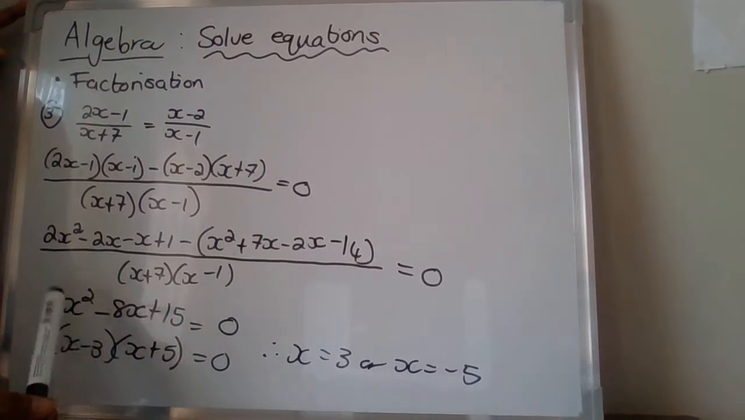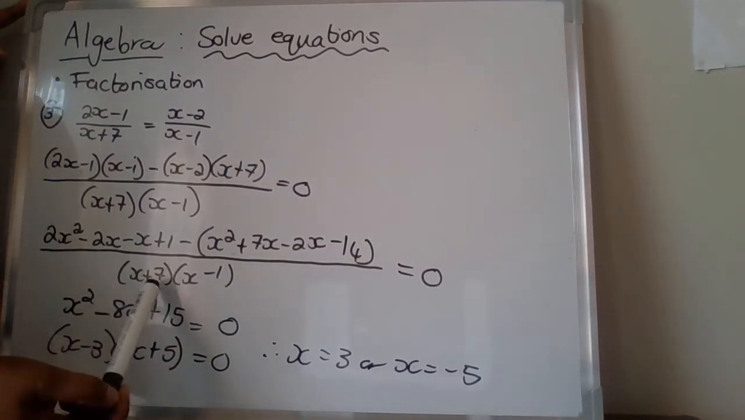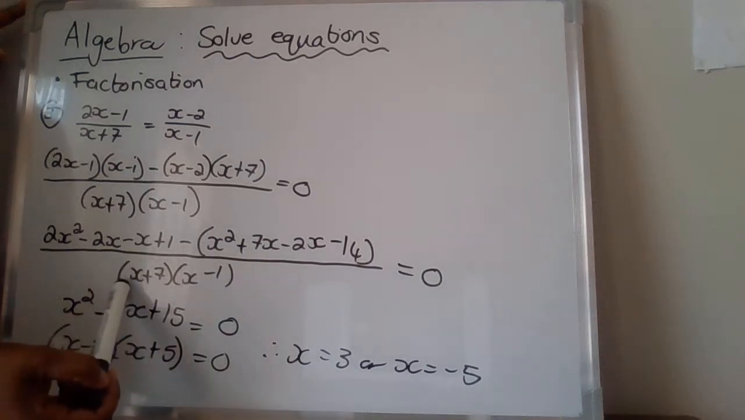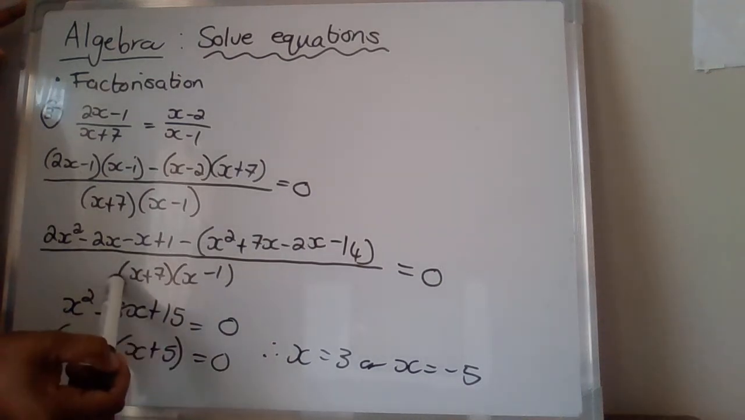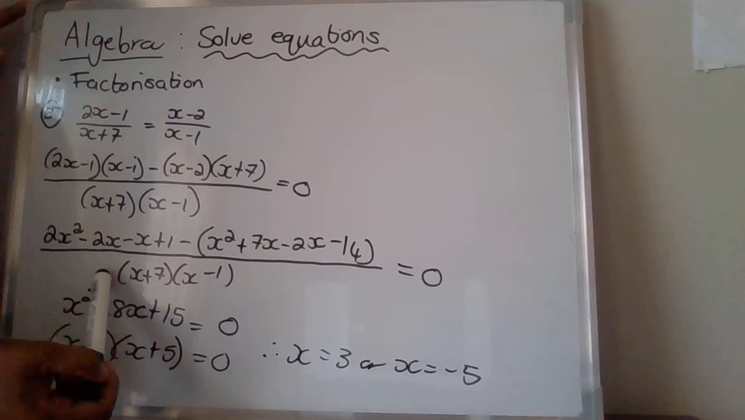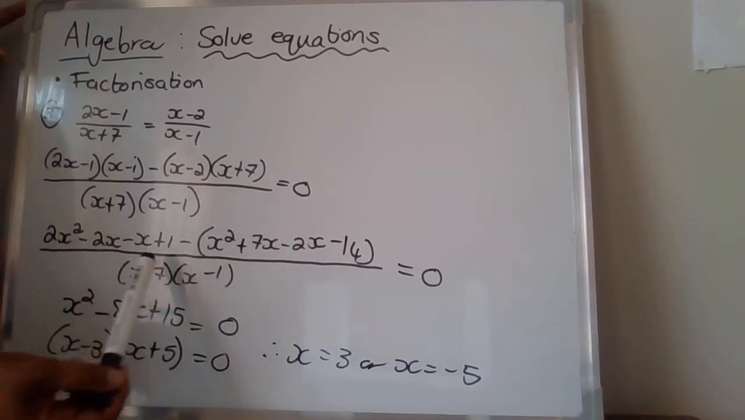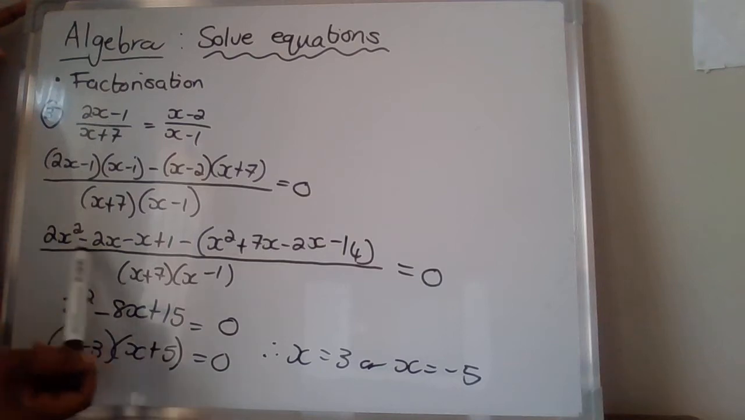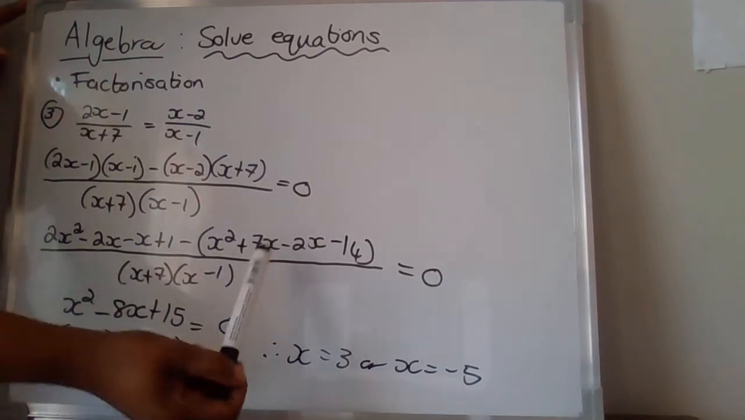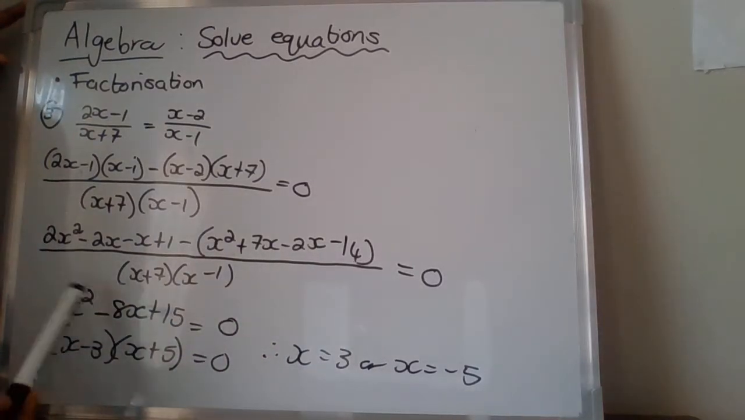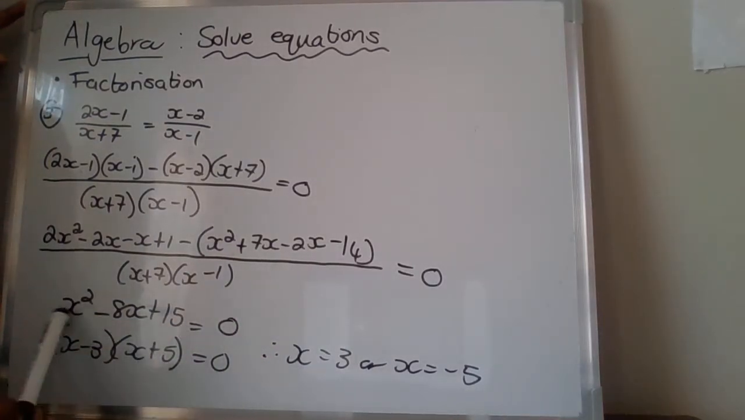And at this stage, we can then multiply both sides by this denominator so that I can get rid of it. So what I then did was I multiplied by x plus 7 times x minus 1, which means that they canceled each other out. And on this side, when I multiply it, I only get 0. So I'm only left now with my numerator.